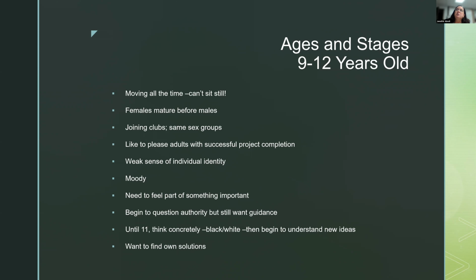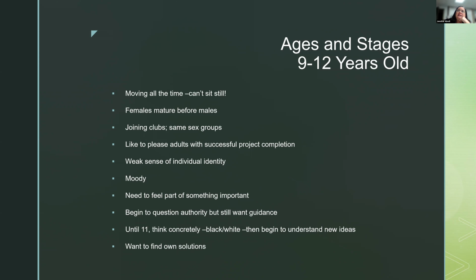They see themselves more as part of the group than as an individual identity at this point. They're defining themselves by their group. So that's what it means when it says weak sense of individual identity. They become moody. Any of you that have had 9 to 12-year-olds know this. They like to feel like they're part of something important. This is about the time when they start to question authority, but they still want and need that guidance.